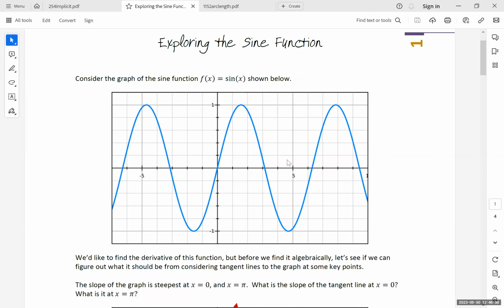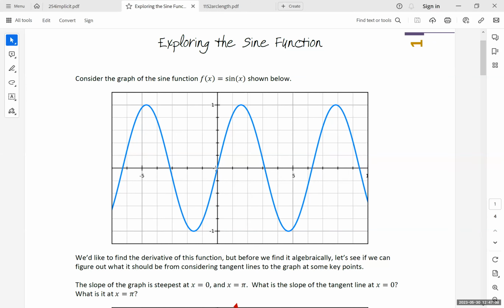So in this video, we're going to look at the sine function and think about conceptually how we derive the derivative formula, and then we will solve it manually using the definition as well. But we want to look at it as a concept first before we start delving into the algebra of it. So this is a graph of the sine function.